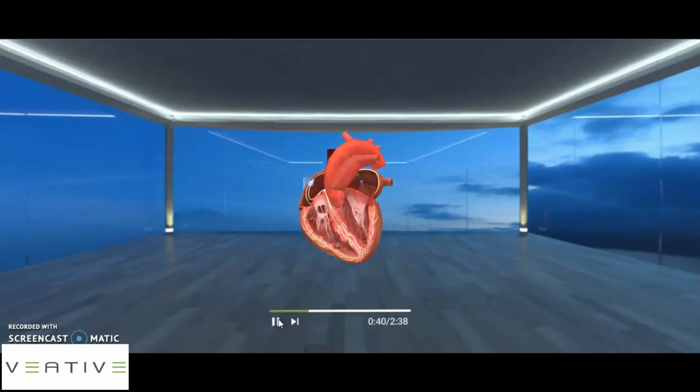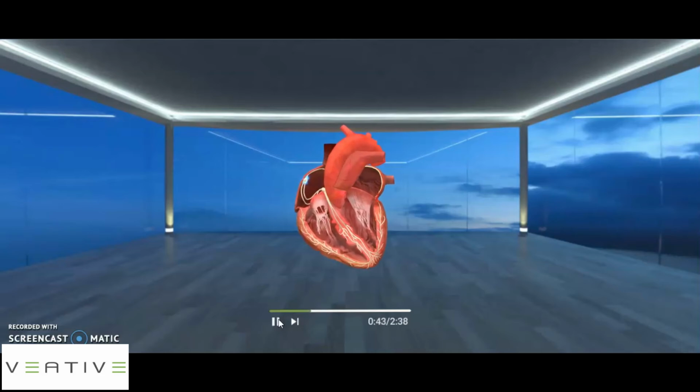When both atria are filled with blood, electrical impulses are generated by the SA node. This is the location of the SA node, near the entrance of the superior vena cava. The electrical impulses then spread across the left and right atrium and finally reach the AV node. This is the AV node, at the base of the right atrium.